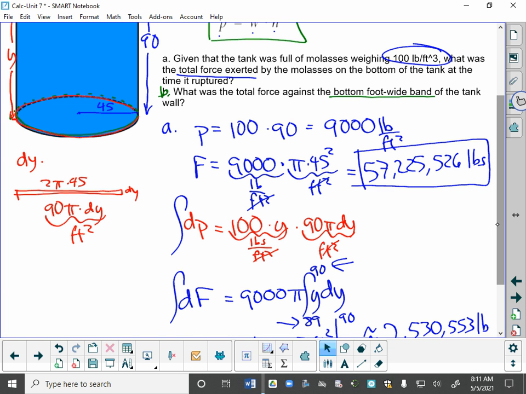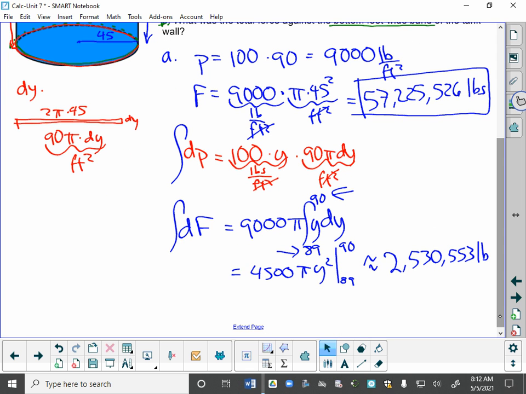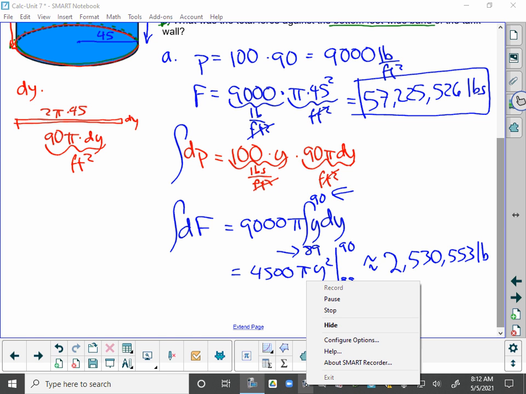You can draw this picture and label and start things in different places and potentially get a different setup that should end up with the same answer. So it's important to have that picture and the setup and the work along the way so somebody can follow what it is that you did. All right, so there is our fluid force via the Great Molasses Flood of 1919.